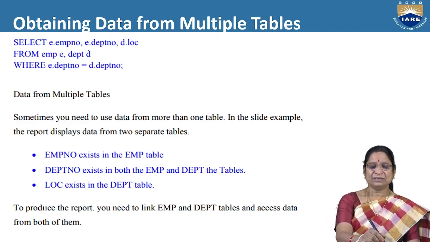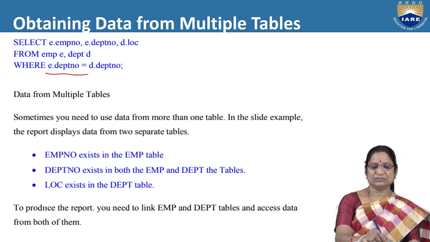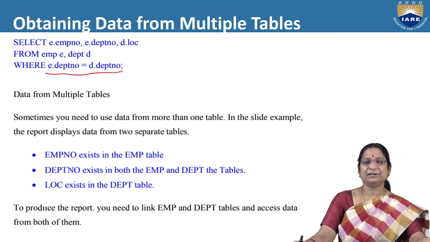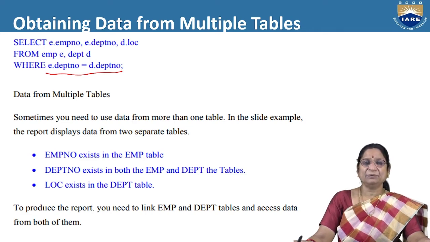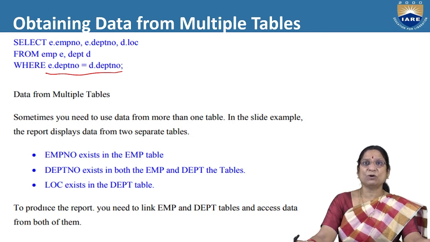So from these two tables we have to take the data. But how to connect them? By using this join condition. There is a common attribute in both tables, department number. The name of the attribute is the same in both tables. Department number is available in the EMP table as well as in the DEPT table. So if you write DEPT number is equal to DEPT number, there will be an ambiguity for the system to compile and execute. That is why we are qualifying.